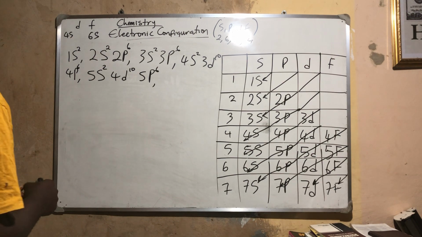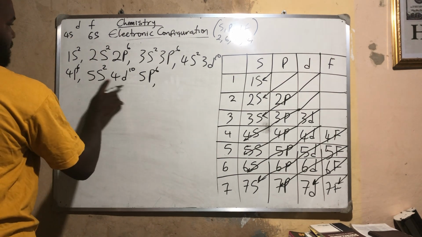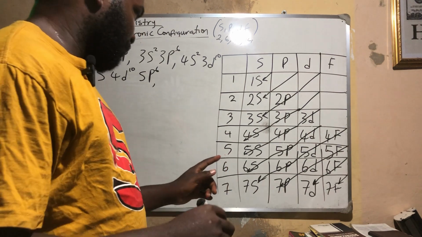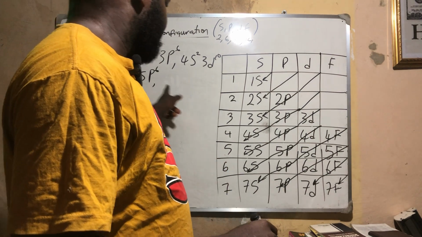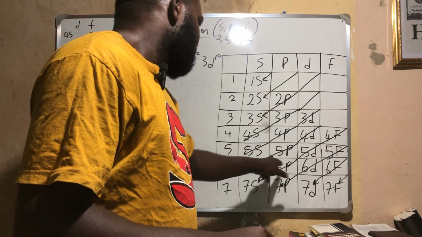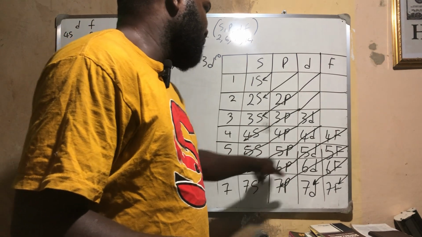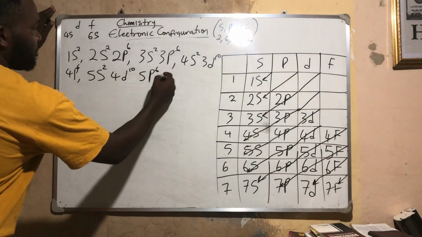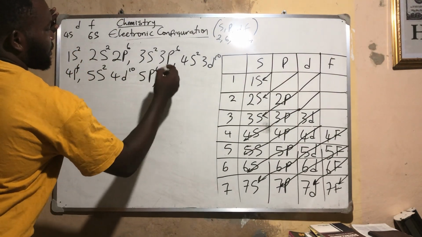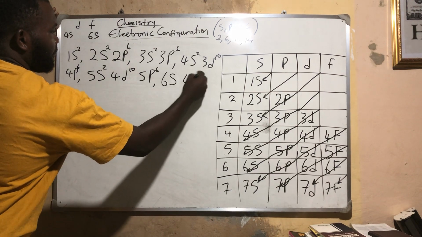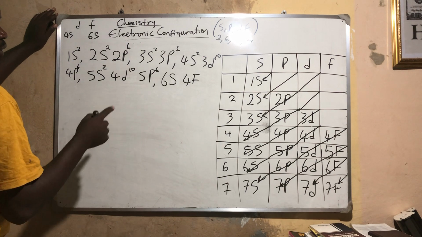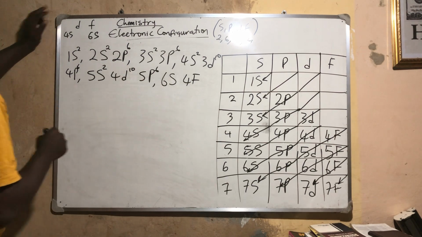So now what do we have? Let us check before we conclude. Immediately we have 5p. Where is 5p? This is 5p. So this is 6s. After 6s, what do I have? 4f. Are you seeing it now? Immediately you have 6s, then 4f came in. Are you getting it? F came in with 4, but it came in immediately after 6s.